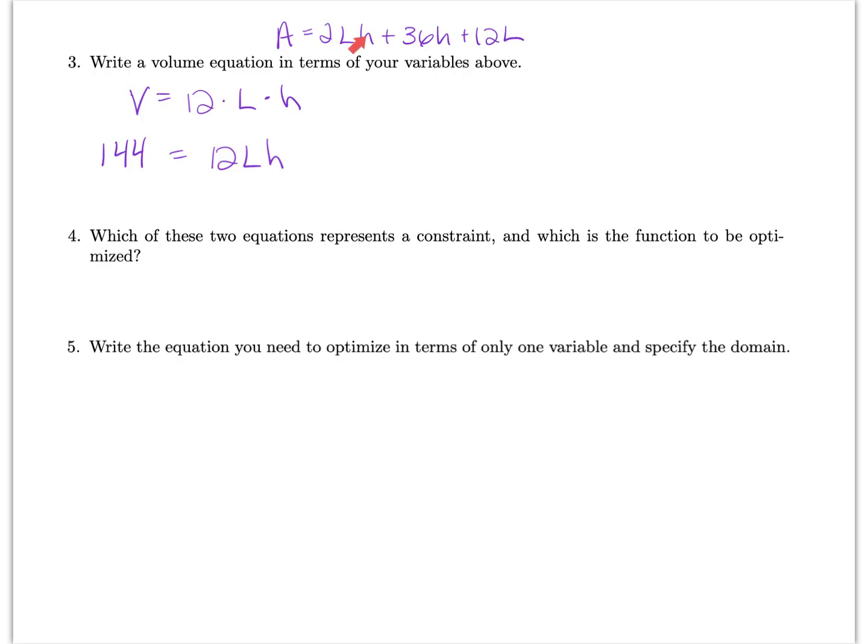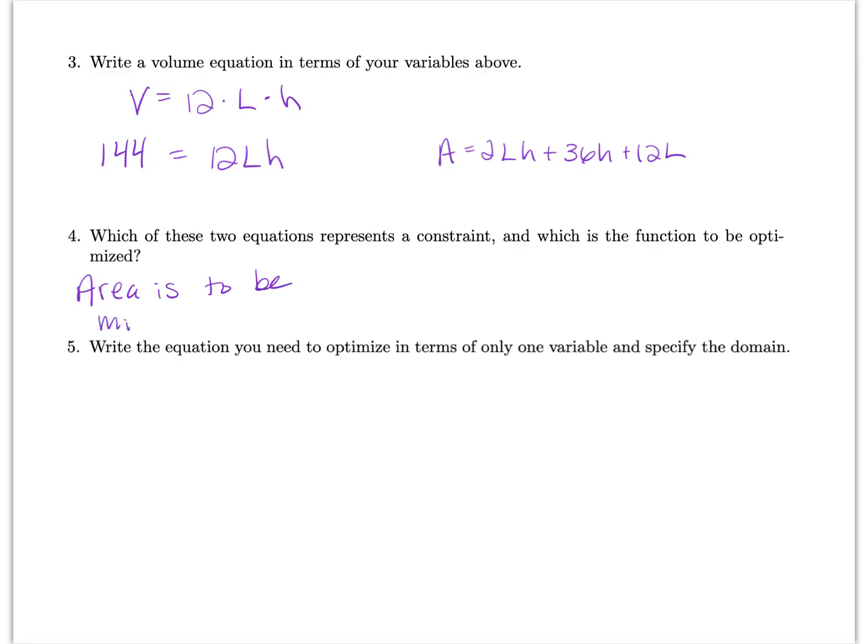In number four, I'm supposed to identify, I have two equations. I've got the area equation that I wrote earlier. Bring this down. There's my area equation and my volume equation. It says one of these represents a constraint and one is supposed to be optimized. They asked me to minimize the amount of material I use. That is the area equation. So I want to minimize area. And my other equation, my volume, is the constraint.